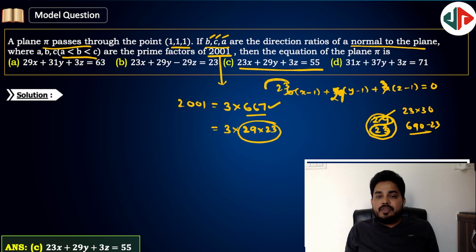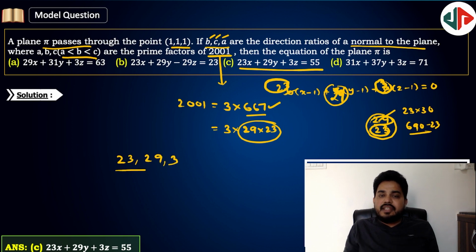Here 23 should be there, here 29 should be there. So the DRs will be 23, 29, 3. So whichever is there, that is the answer.